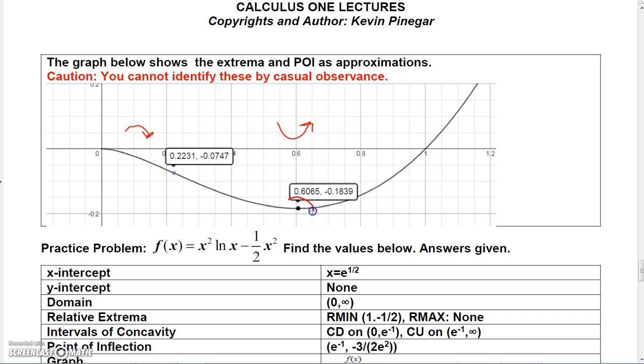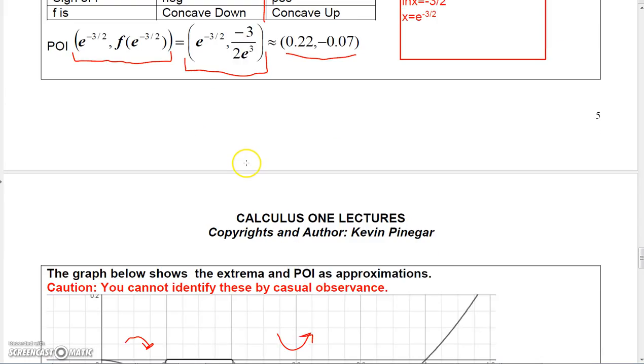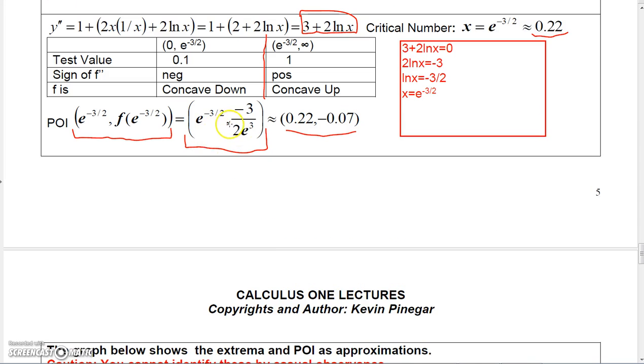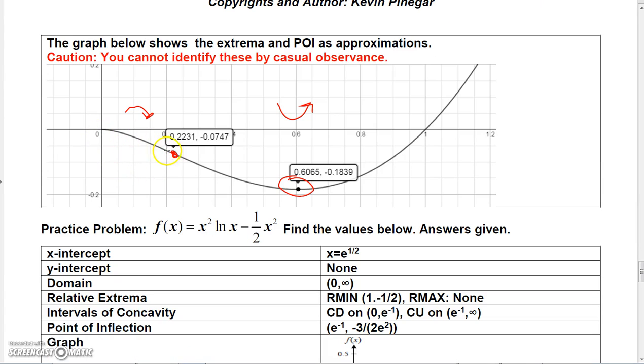So here's the graph. There's that relative minimum that I got up here, that relative minimum. And then I got a point of inflection right here, and that point of inflection was this point that I got here. So it's concave down to this point, and then it's concave up the rest of the way. And of course it's decreasing from 0 to this point, and then it's increasing from that point onward.